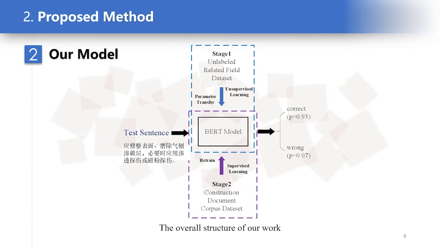In this paper, we use a pre-trained BERT model based on Chinese corpus and adopt the progressive transfer learning method. In the first stage, we apply the pre-trained BERT model of massive Chinese corpus to the unlabeled related field dataset, so that the model can obtain vocabulary information from different subdivision fields. In the second stage, we use the training samples in the construction document corpus dataset for the retraining of the model after transfer learning, make it more targeted at construction industry texts involving multiple fields, and improve the ability to detect and correct text errors.